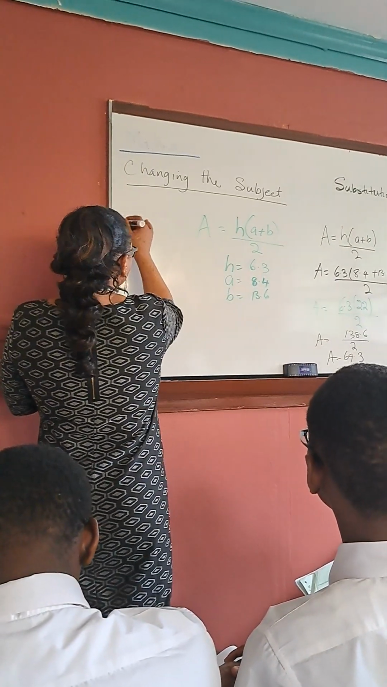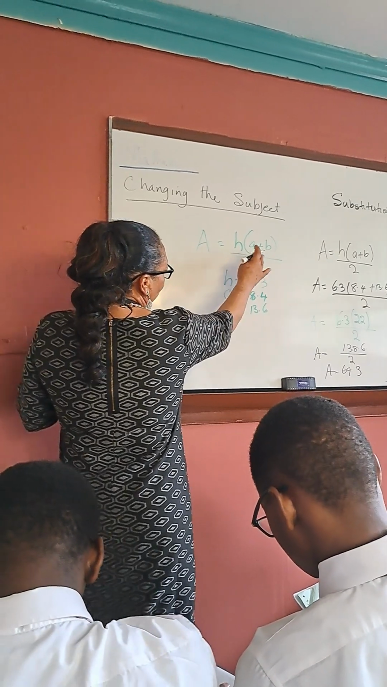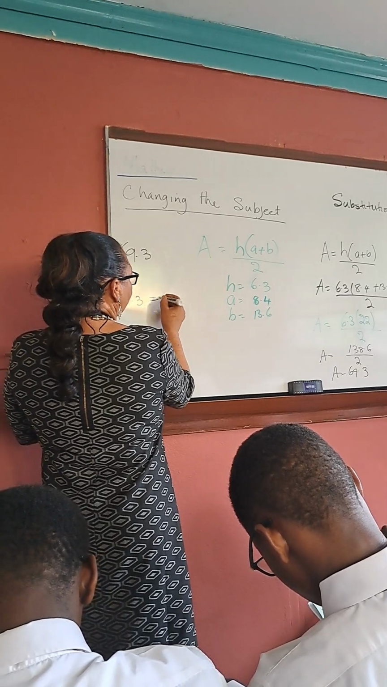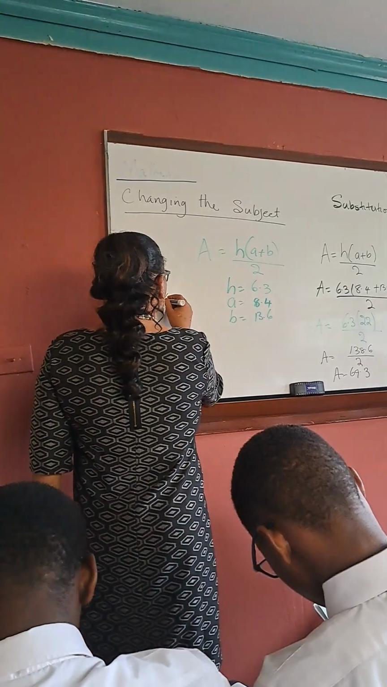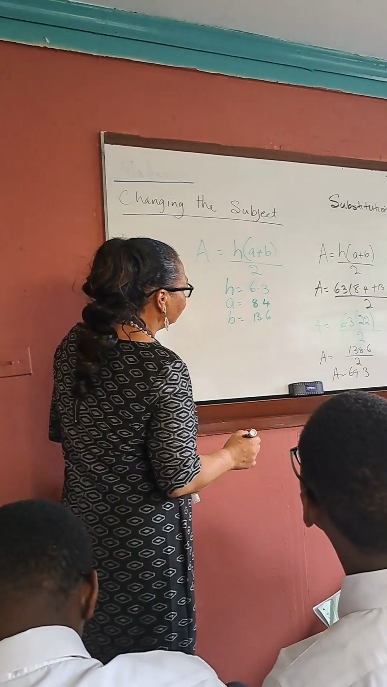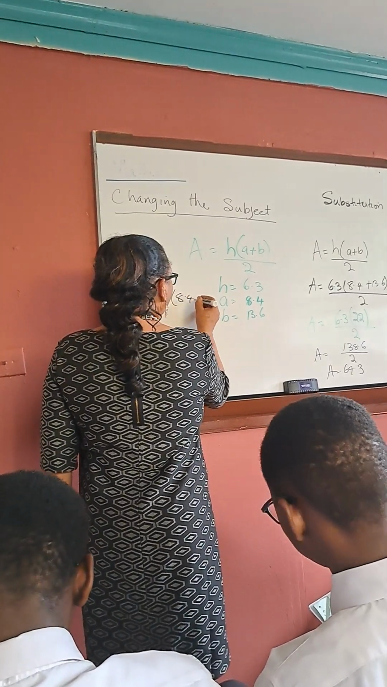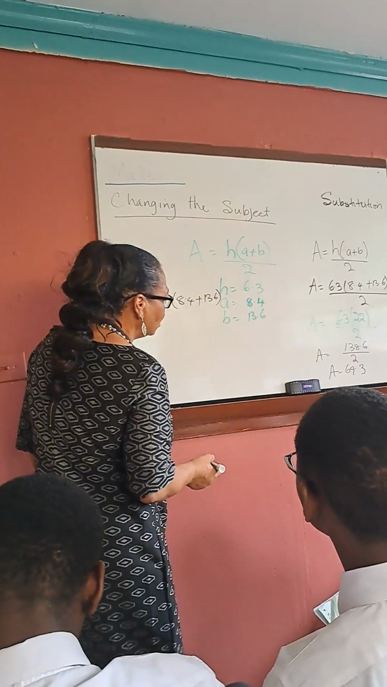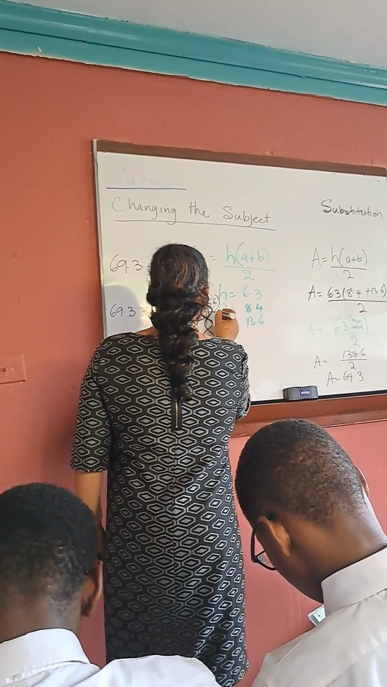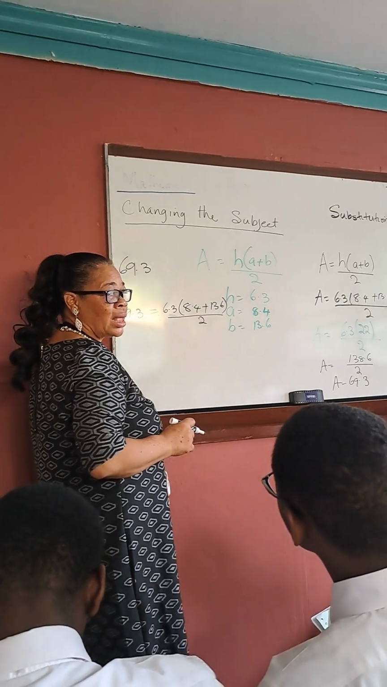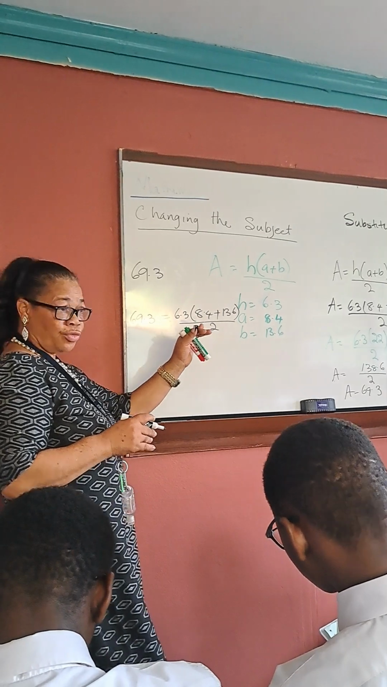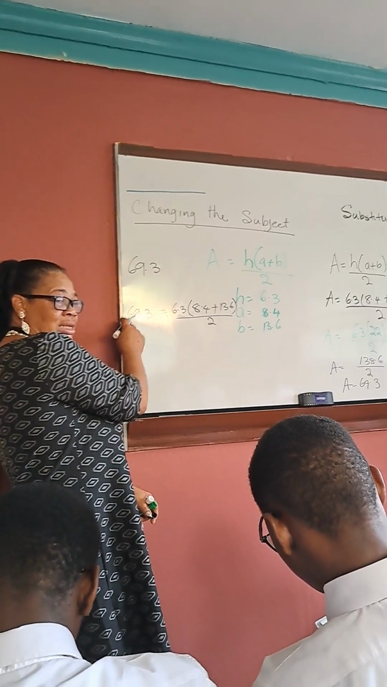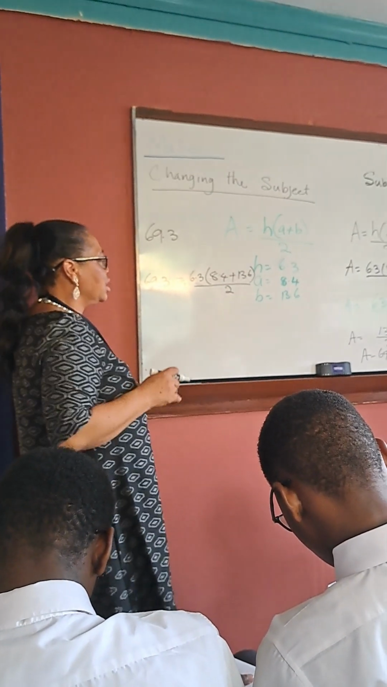A is equal to 69.3. So as far as the formula is concerned, 69.3 is supposed to be equal to H, which is 6.3 times A, which is 8.4, plus B, which is 13.6, and all of that is supposed to be divided by 2. And so all I'm going to do is go back and work through this and make sure when I work through that, I get 69.3.